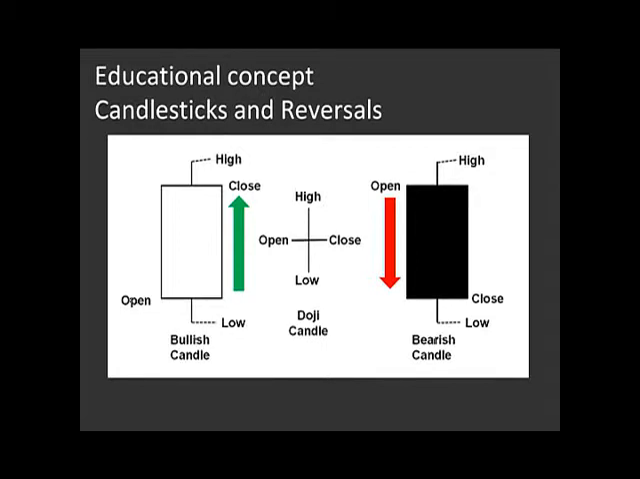And that is where your buyers and sellers, you could argue, are effectively in equilibrium. There was no one force that won the day. The buyers couldn't push the price up, the sellers couldn't push the price down. At the end of the day, the share price opened and closed at the same level, and that's what we call a doji, and it represents equilibrium between buyers and sellers. Okay, so those are the three main types of candlesticks.